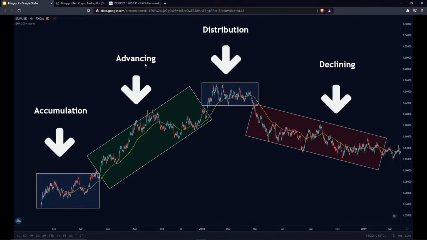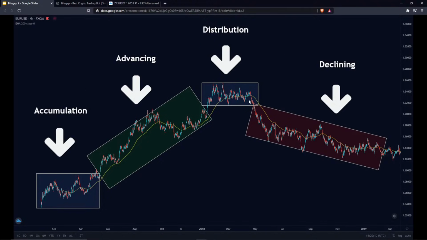The idea is that there are different market phases, and for each market phase there is an ultimate solution. That's something I already mentioned. So we know that we have the accumulation phase, which is something you see before the rally, before the advancing mode.